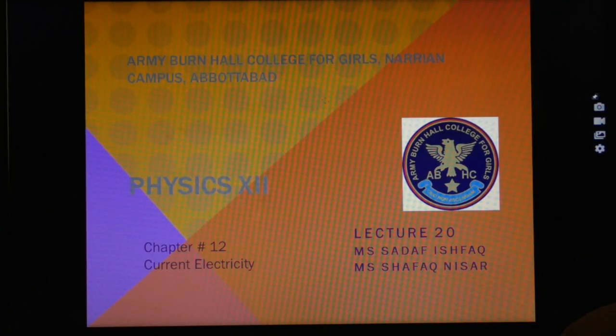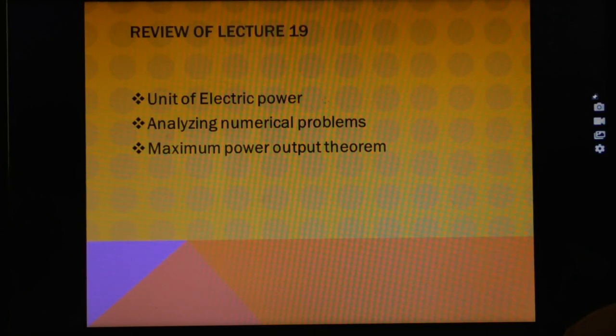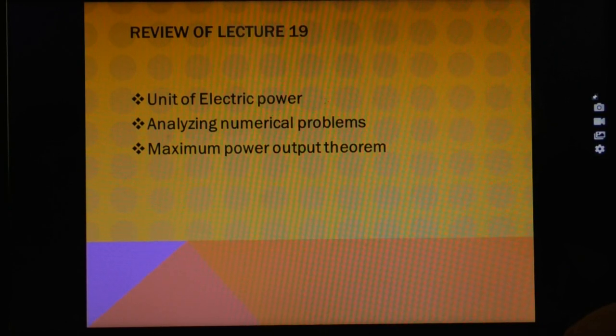Today I am going to deliver lecture 20, chapter 12, current electricity. Previously in lecture 19, we discussed and derived the unit of electric power. We analyzed some numerical problems and we calculated the maximum power output theorem.